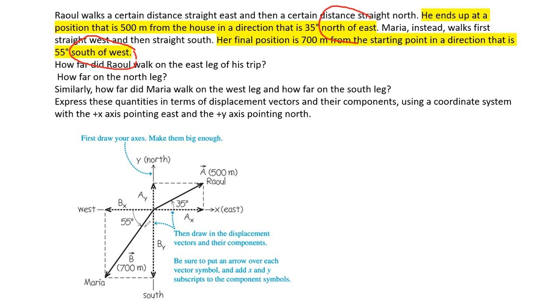And this diagram is given. How far did they walk on the east leg of the trip? And how far on the north leg? So in other words, it's asking you to get the AX, and here AY.